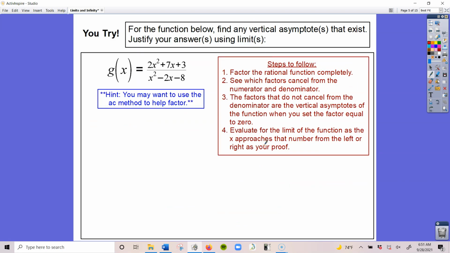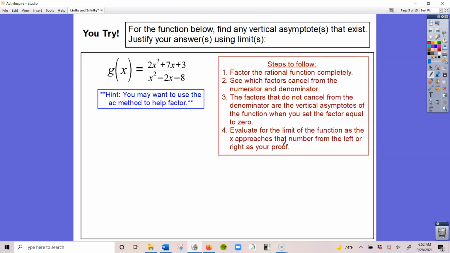Okay, now let's try this one out. So here, what we're going to do is find any vertical asymptotes that may exist, and justify the answer using limits. So I have 2x squared plus 7x plus 3 over x squared minus 2x minus 8. So we're going to need to factor this completely so that we can cancel whatever we can cancel and see what's left in the denominator to establish that that's where you have the vertical asymptote.